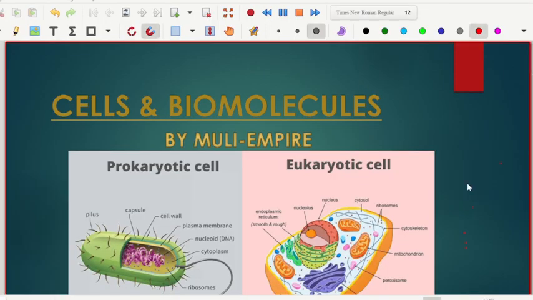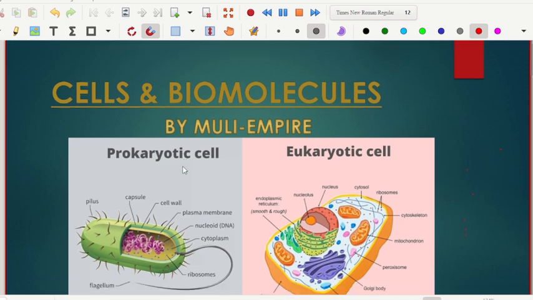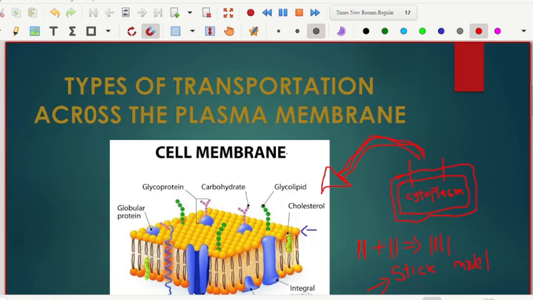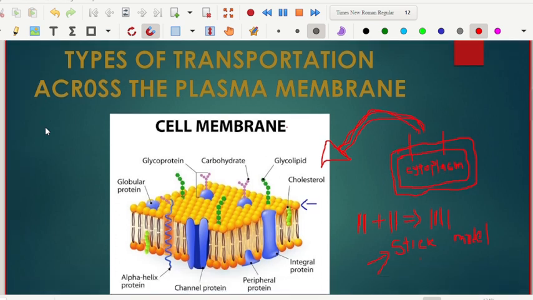So today's lesson I'll be teaching you how a cell transports things across the cell membrane, both in prokaryotes as well as in eukaryotes. It is very important to understand this because it will give you reasons why certain things are not allowed to pass through the cell membrane, or why certain things have to pass through the cell membrane using the means which they use.